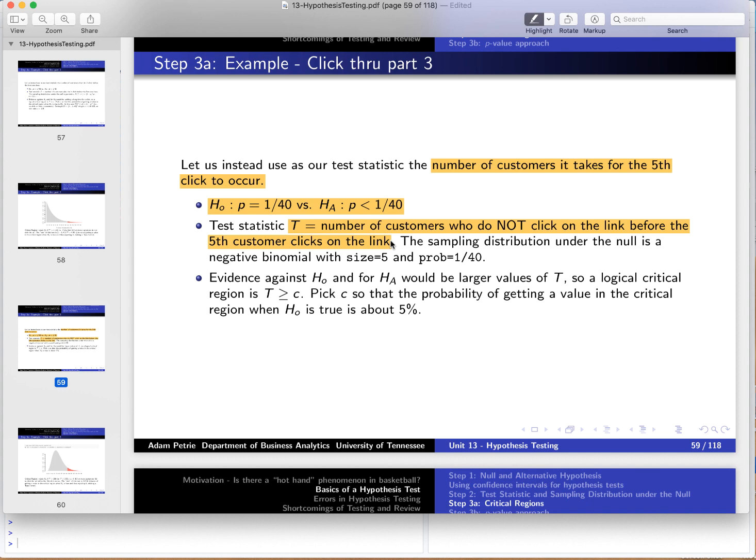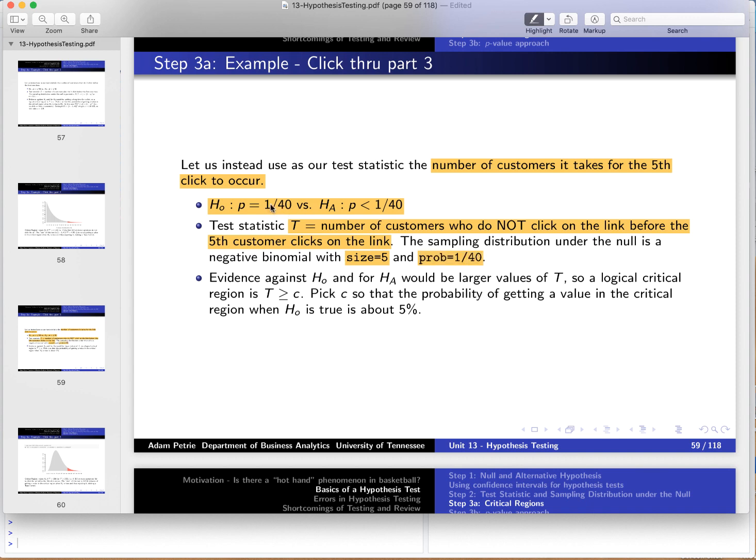And the reason for that slightly awkward phrasing is that we know what the sampling distribution is of this test statistic when the null is true. In this case, counting up the number of failures until the 5th success is some flavor of a negative binomial distribution, specifically where size is equal to 5, counting up the number of failures to that 5th click, and the probability of success, the probability of a click, being 1 out of 40 when that null hypothesis is true.